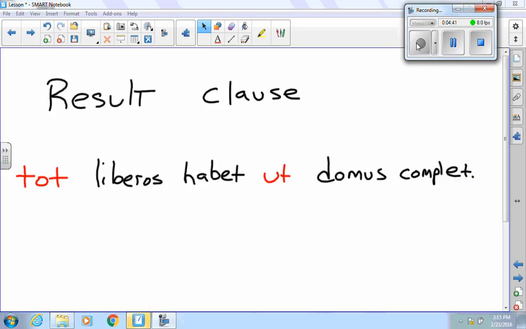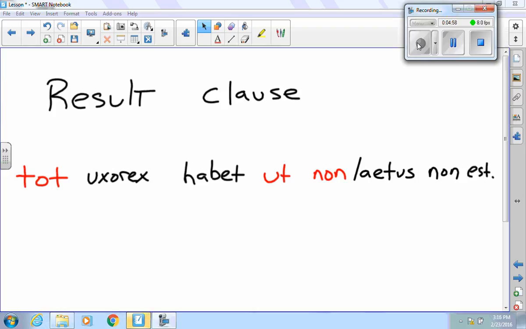But a result clause will also use ut in its positive form, but as you can see here in red, it also uses tot. So he has so many children that the house is full. In this case, key is the so word, tot. It has to have a so word to be a result clause. When I turn it into a negative result clause, I use ut non instead of ut. Here I have, he has so many wives, change that to an es, he has so many wives that he is not happy. The result of him having wives is his unhappiness, so I use the so word tot plus ut non to make it negative.